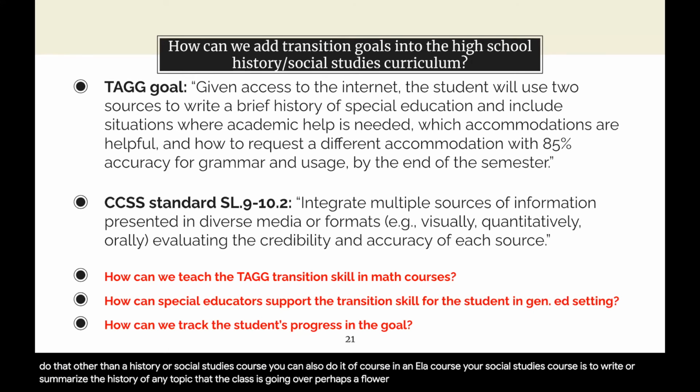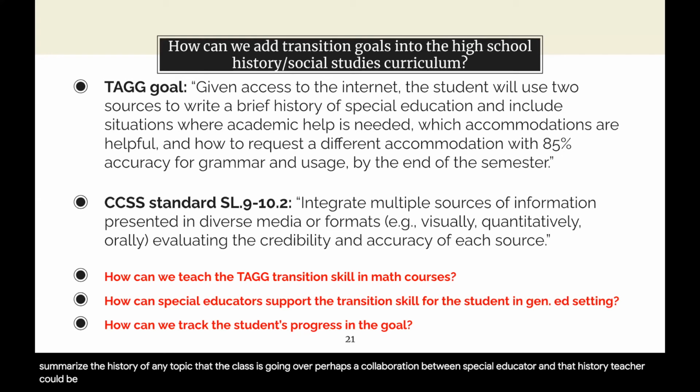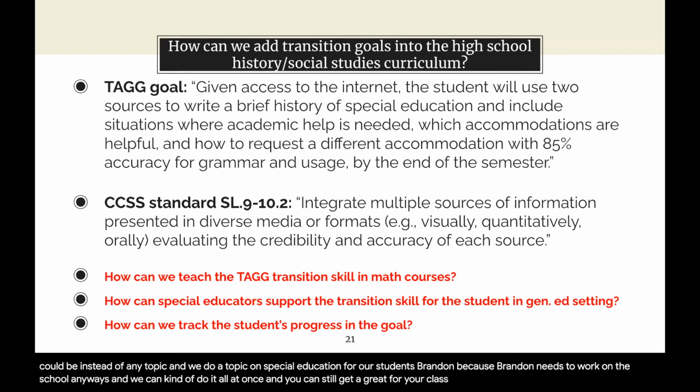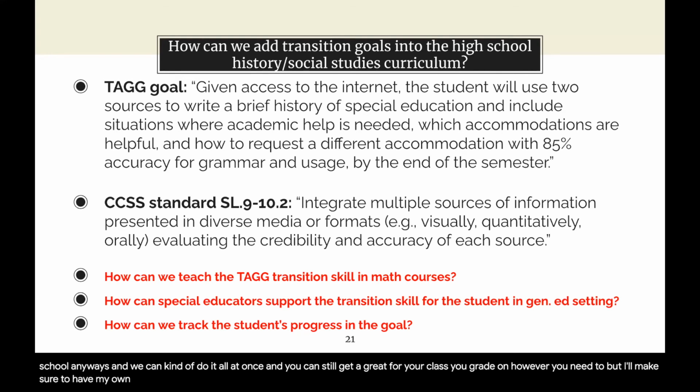perhaps a collaboration between the special educator and that history teacher could be: instead of any topic, can we do a topic on special education for our student Brandon? Because Brandon needs to work on this goal anyways, and we can kind of do it all at once, and he can still get a grade for your class. You grade him however you need to, but I'll make sure to have my own tracking system that he's done it. And so the collaboration piece is incredibly important, but it really can be done within different settings in the school.